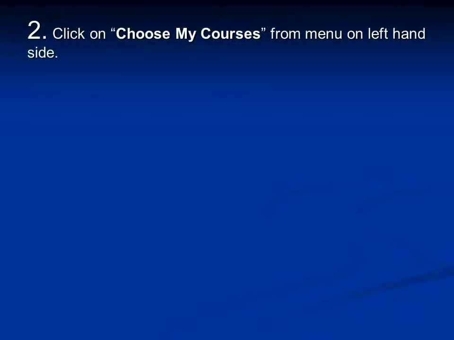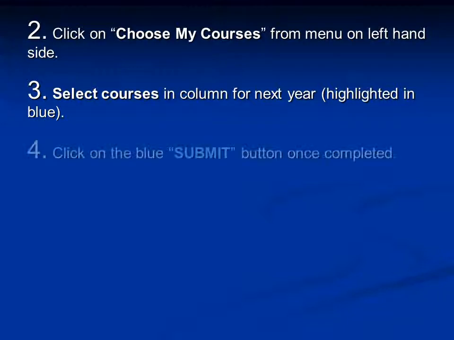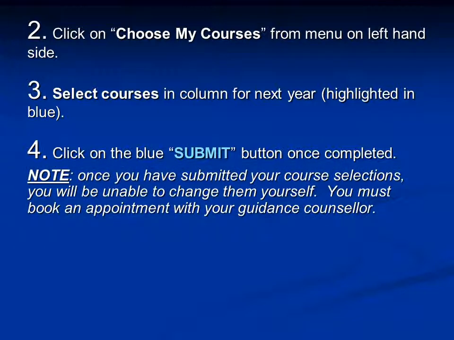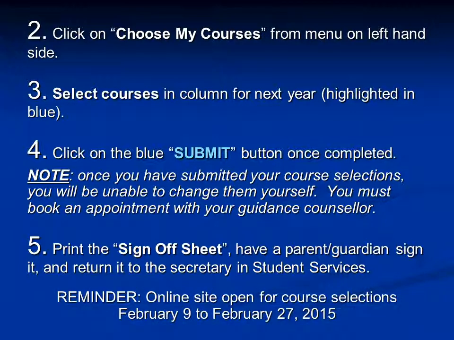Secondly, click on Choose My Courses from the menu on the left-hand side. Select courses in the column for next year, highlighted in blue. Click on the blue Submit button once completed. Note, once you have submitted your course selections, you will be unable to change them yourself. You must book an appointment with your guidance counselor. 5. Print the sign-off sheet, have a parent or guardian sign it, and return it to the secretary in Student Services. Just a reminder, the online site is open for course selections from February 9th to February 27th.